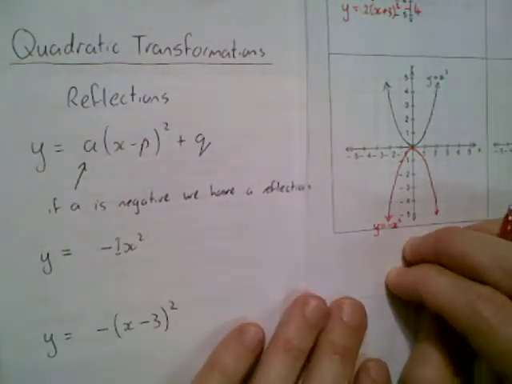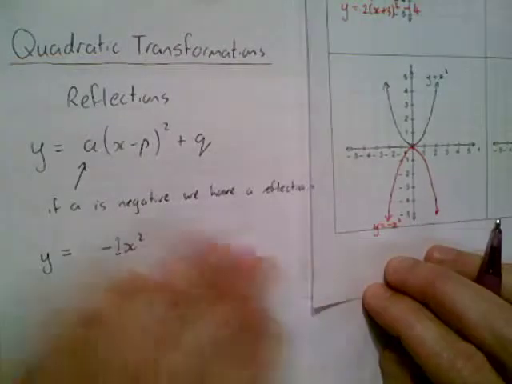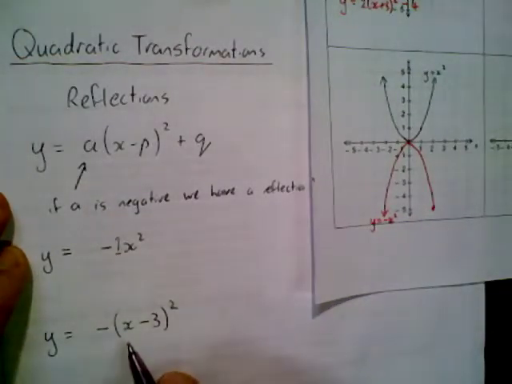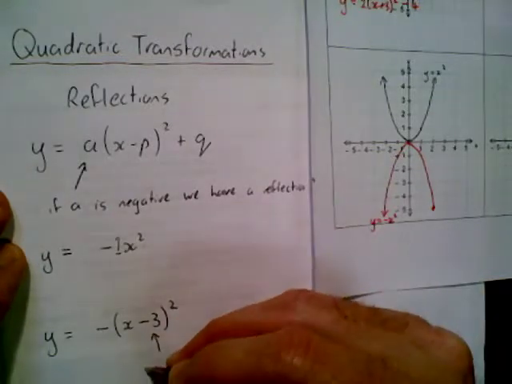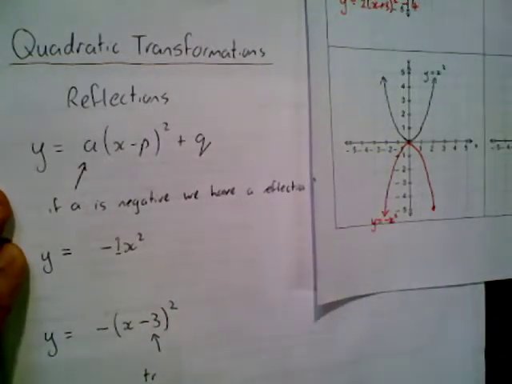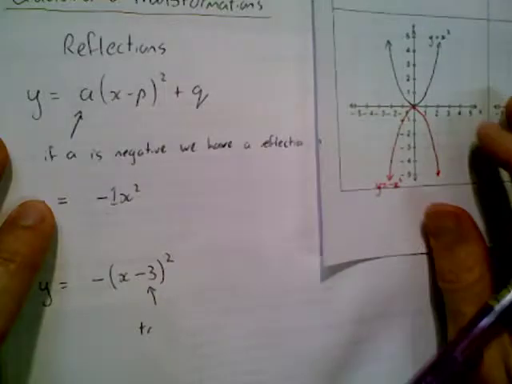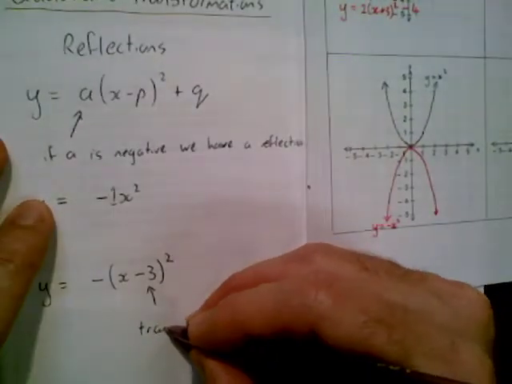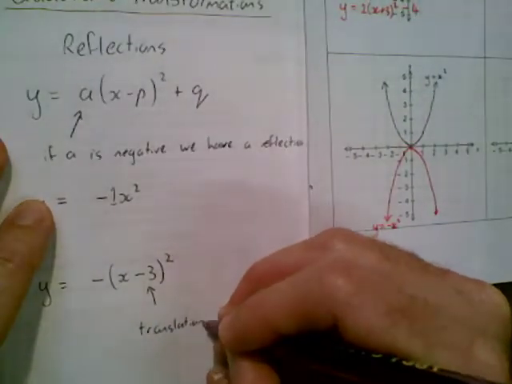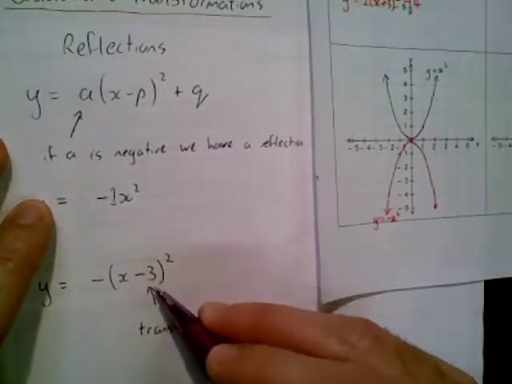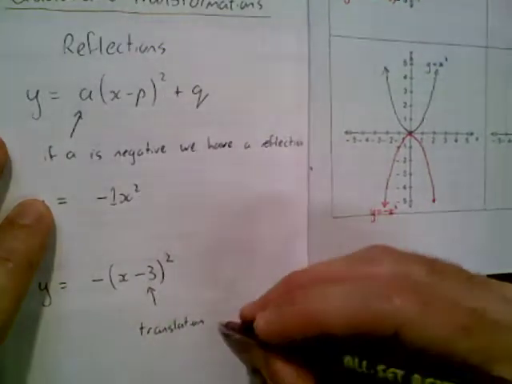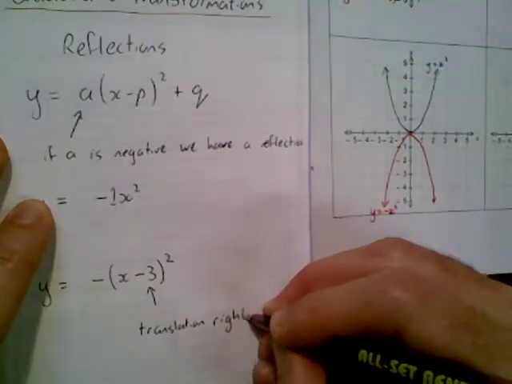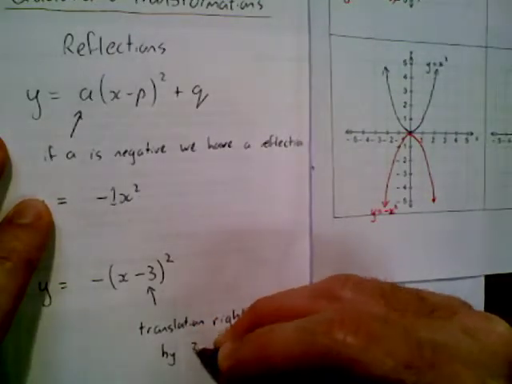Let's have a look at a second one here. So second one, we've got y is equal to negative (x take 3) all squared. So here we have a translation. Remembering, because it's a negative 3, instead of moving in the negative direction, we'll actually move in the positive direction. So it'll be a translation right by 3 units.